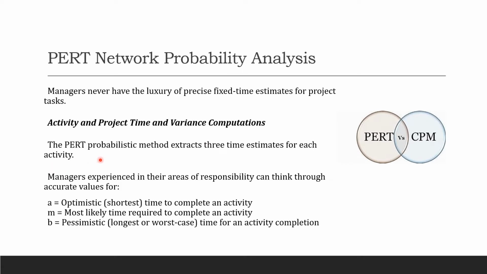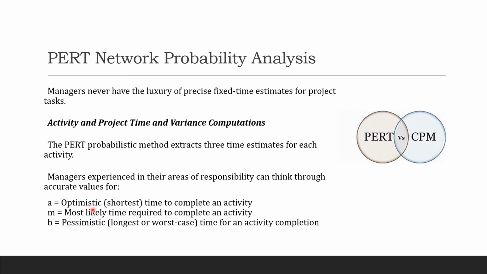Here the PERT probabilistic method extracts 3 time estimates for each activity. So every activity that you have, we're going to get 3 time estimates. Time estimate is just a big word. It's just telling you that you're going to guess 3 times. Now, managers' experience in their areas of responsibility can help them think through accurate values for these things.